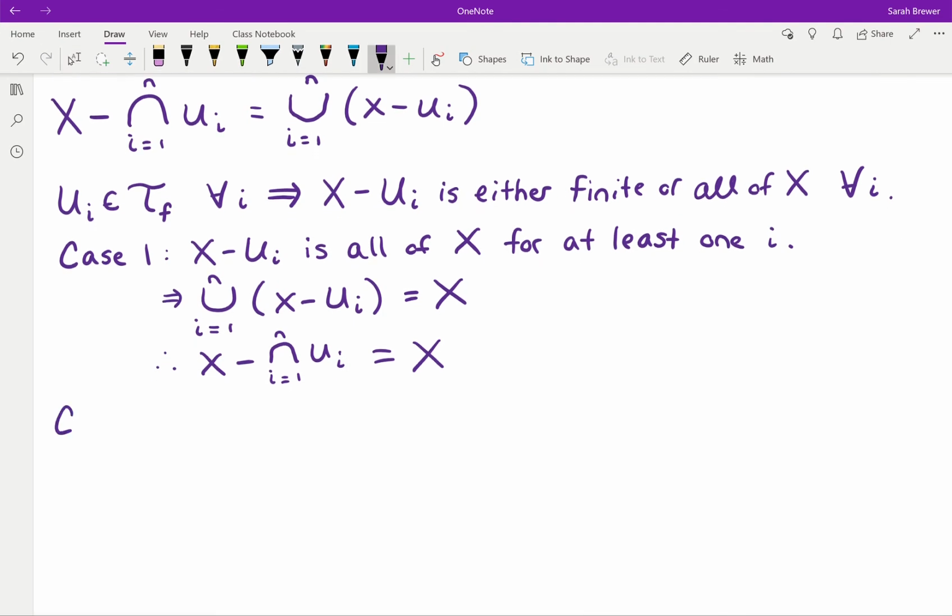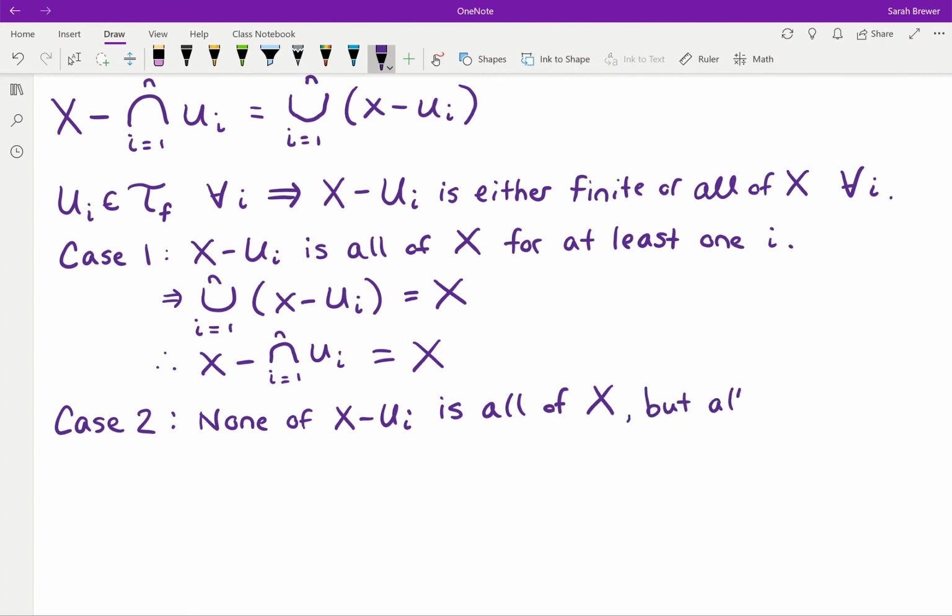All right, so then case 2, none of them is all of X, but all are finite. Okay. Well, we know that finite sets are countable.